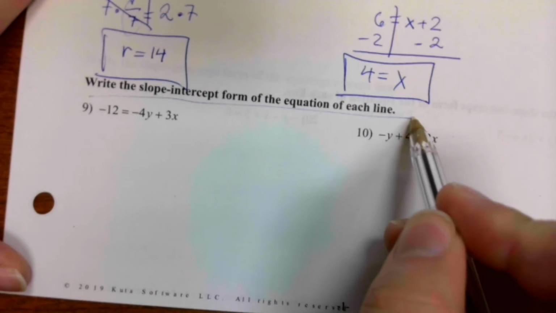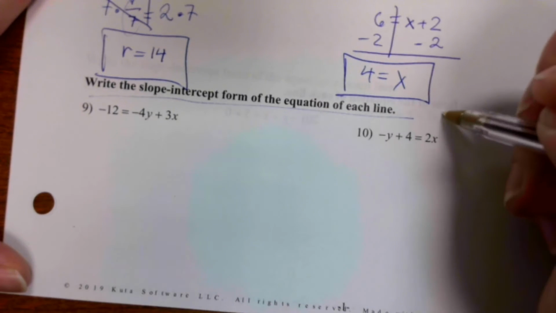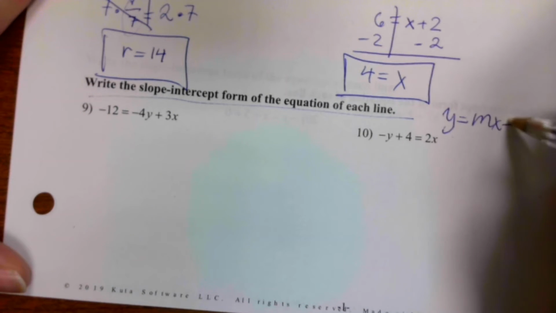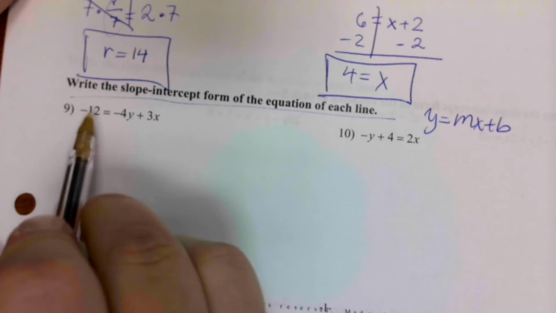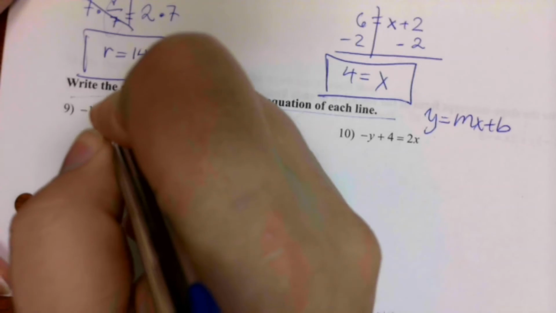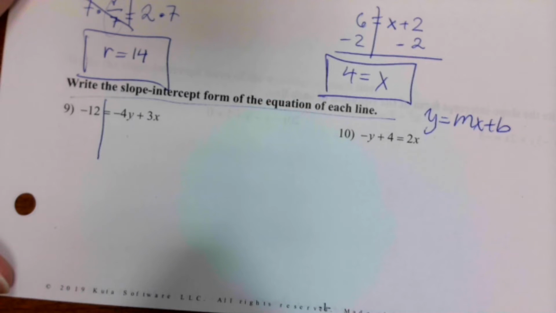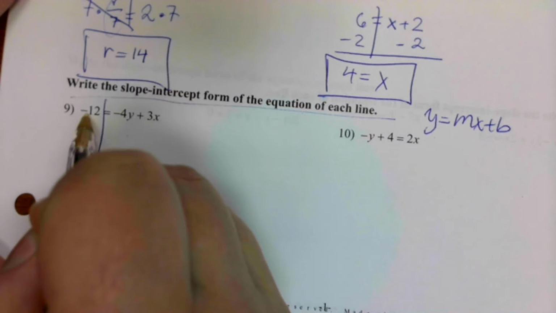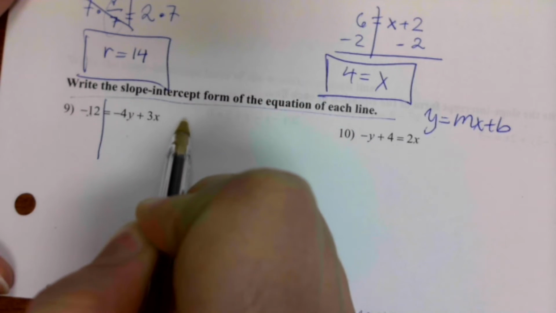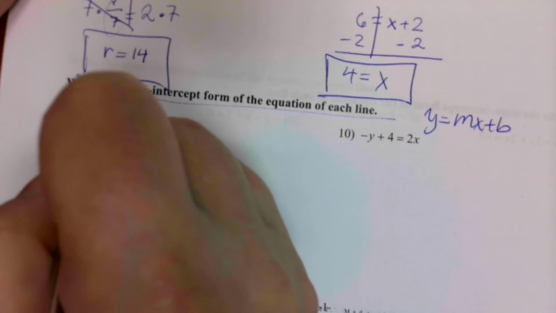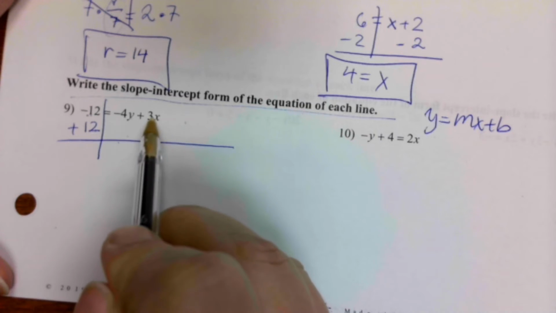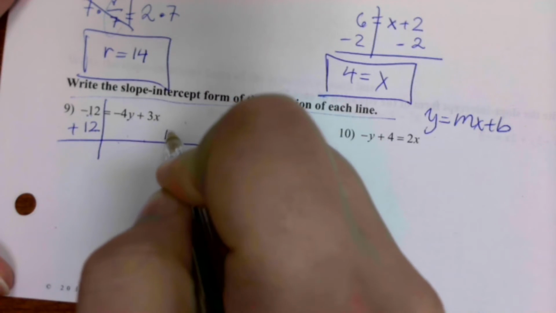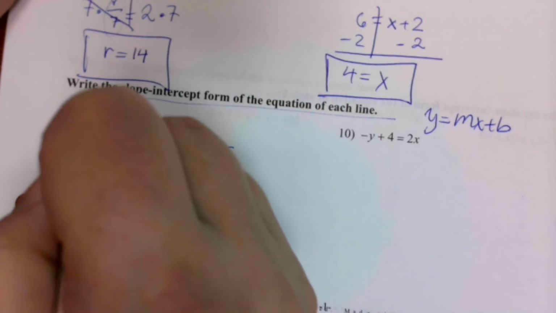Slope intercept form of the line. It needs to be y equals mx plus b. I want the y over here, then the x, then the b. So I'm going to keep it simple. I'm going to move the 12 first. I'm going to put the 12 over here at the end. I always line up my terms. The 12 doesn't have a y, so it can't go under the y. It doesn't have an x, so it can't go under the x. It has to go at the end by itself.